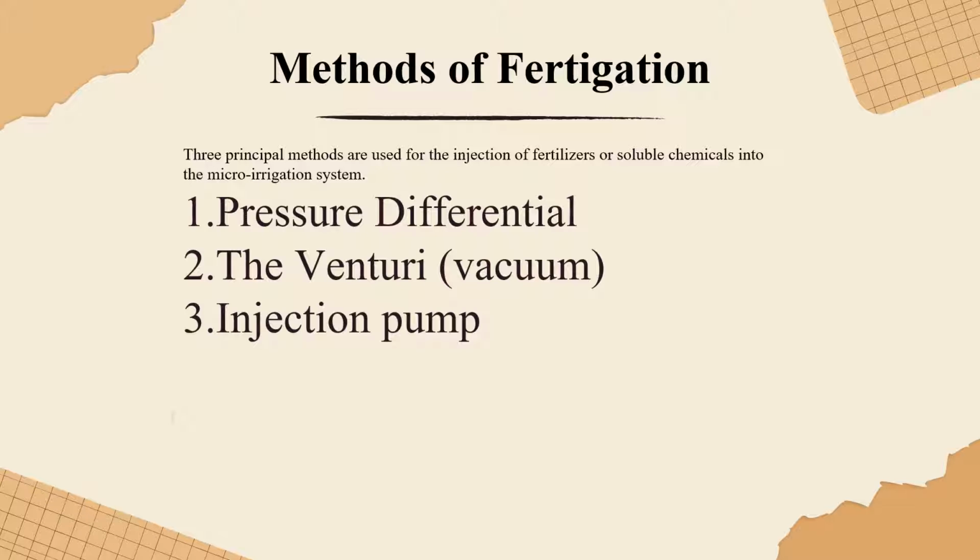There are three methods of fertigation. The three principal methods are used for the injection of fertilizers or soluble chemicals into a micro-irrigation system. First is the pressure differential. Second is the venturi or vacuum. Third is the injection pump.